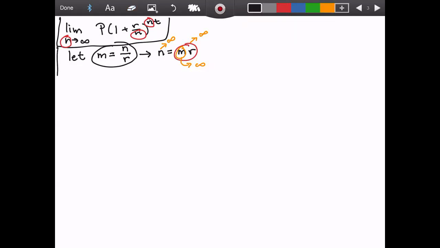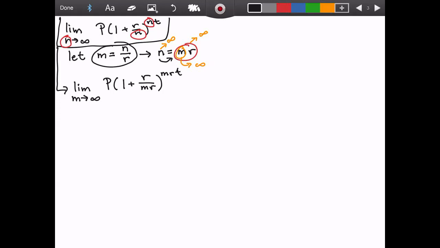All right, so let's rewrite this. And every time we see n, we're going to replace it with m times r. So this is going to be the limit as, I want to write m times r approaches infinity, but that's a little bit weird. But remember, if m times r approaches infinity, that's the same thing as m approaching infinity. So I can do that pretty safely. And this is going to be p times 1 plus r over n. But remember, wherever we see n, we want to replace it with m times r. And it's times nt, but wherever we see n, we replace it with m times r. So it'd be m times r times t.